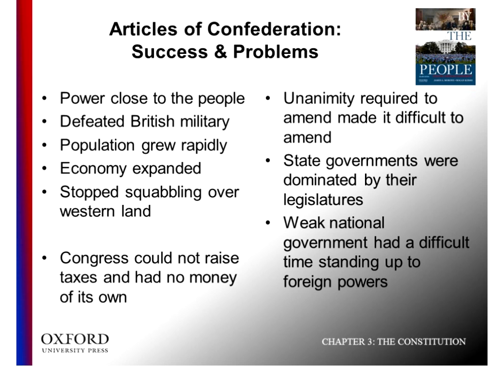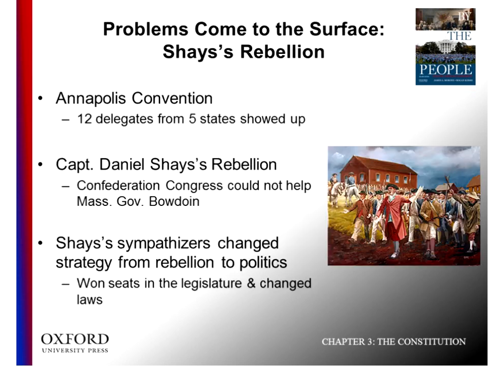State governments were dominated by their legislatures, and a weak national government had a real difficult time standing up to foreign powers. We were struggling as a nation under the Articles of Confederation, really, really struggled. The French were menacing at the border, the Spanish were menacing in Spain. You had states arguing over economic waterways. For example, New Jersey and New York were arguing over who had control over the Hudson River. New York had its own currency. New Jersey had its own currency. The U.S. had its own currency. Each state could then negotiate with other countries on its tariffs or taxes on imports and exports. It was quite the mess in terms of the Articles of Confederation.